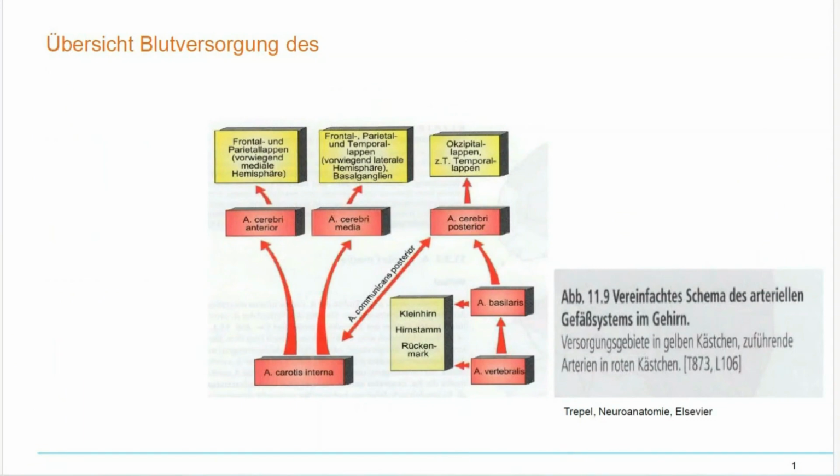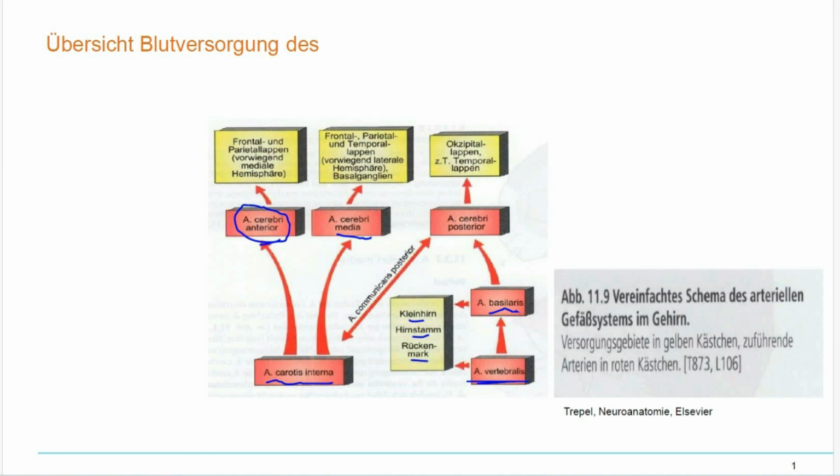And here it is also summarized again. The internal carotid artery comes and it has two important branches. The anterior cerebral artery, which goes to the frontal and parietal lobes. Then there's another one, the middle cerebral artery, which is for the frontal, parietal, and temporal lobes. And then the left and right vertebral arteries together form the basilar artery. They are responsible for the brainstem and spinal cord.